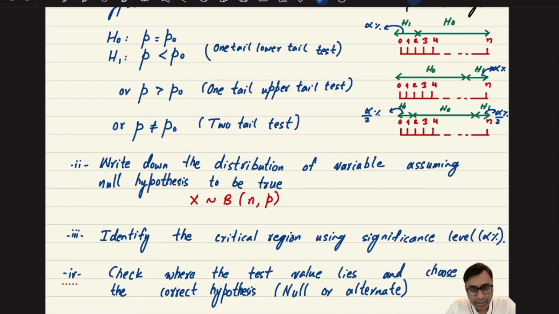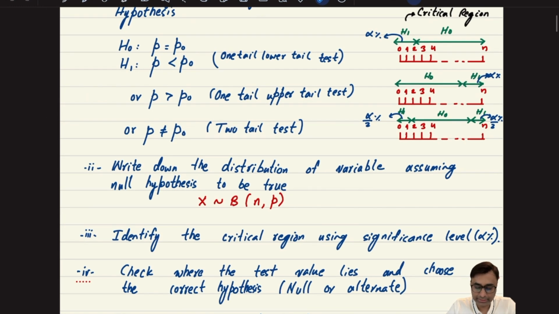Once you have written down the distribution of the test statistic, you now have to identify the critical region. You already know the probability of the tail, so you will keep on adding the probabilities and you will see where it exceeds alpha percent. So if you are getting a cumulative probability for 0, 1, 2, 3, 4, you just keep on adding these probabilities. And whenever it crosses alpha percent, that is where you would stop.